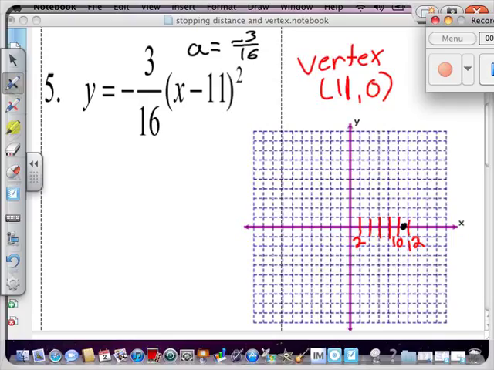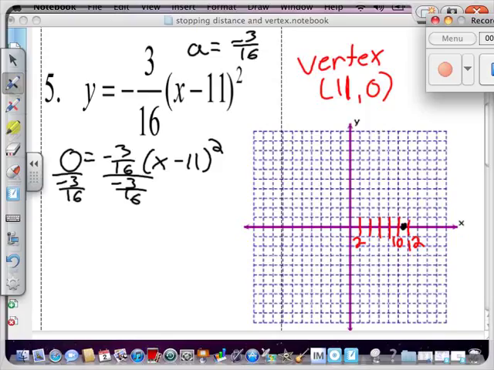Okay, let's solve this now. Let's find the roots. 0 equals negative 3/16 times x minus 11 squared. So the first thing I'm going to do, there's nothing to add or subtract. So the first thing I'm going to do is multiply or divide. And if I divide by negative 3/16, I get, what's 3/16 times 0? Or divided by 0? 0.